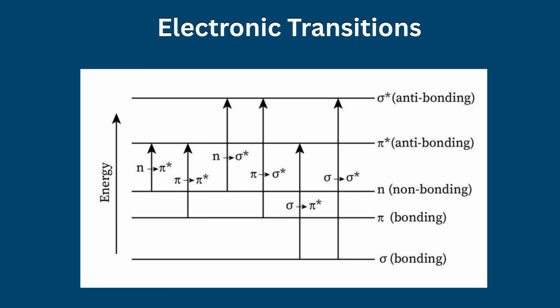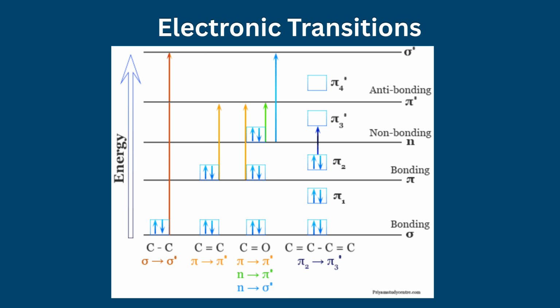n to sigma star transitions occur in molecules with lone pairs, for example alcohols and amines, typically at 180 to 250 nanometers. Pi to pi star transitions are common in unsaturated and conjugated systems, with moderate energy. n to pi star are lower energy transitions observed in carbonyl-containing compounds. Among these, n to pi star transitions require the least energy, while sigma to sigma star transitions require the most.